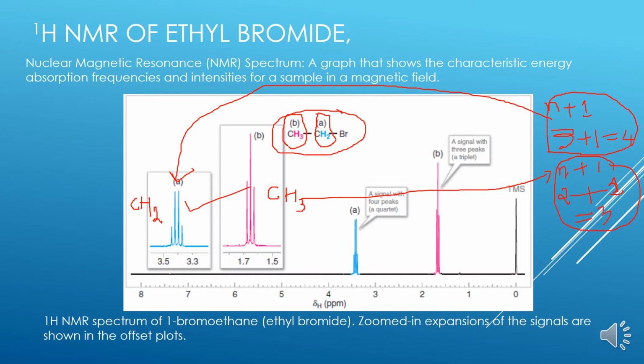As far as the splitting of CH3 is concerned, there will be two neighboring protons. Therefore, the n plus 1 rule gives 3. So, this is what the NMR spectrum of ethyl bromide looks like. Okay, so this is for the splitting of this one.